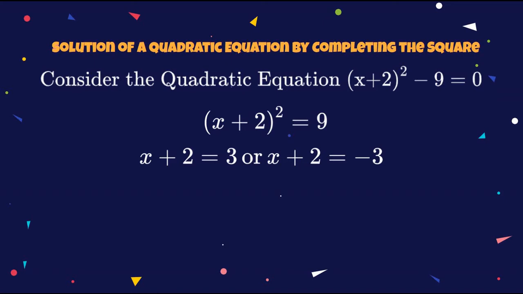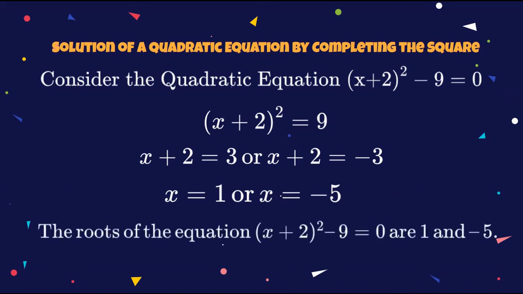And then if you want to get the value of x, if you take this 2 to the right hand side in the first equation, it is going to become x is equal to 1 because 3 minus 2 is of course 1, and in the next equation, if we take this plus 2 from the left hand side to the right hand side, it is going to become minus 2, as minus 3 minus 2 will become minus 5. So the value of x would be 1 or minus 5. Both are completely possible here. So we can also say that the roots of the equation x plus 2 whole square minus 9 is equal to 0 are 1 and minus 5.